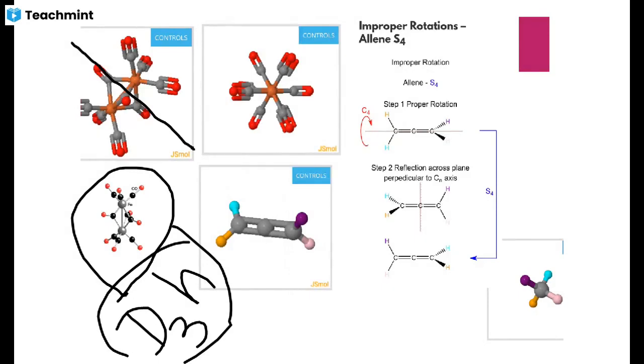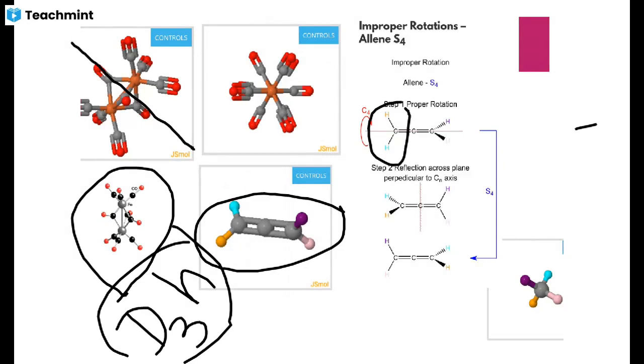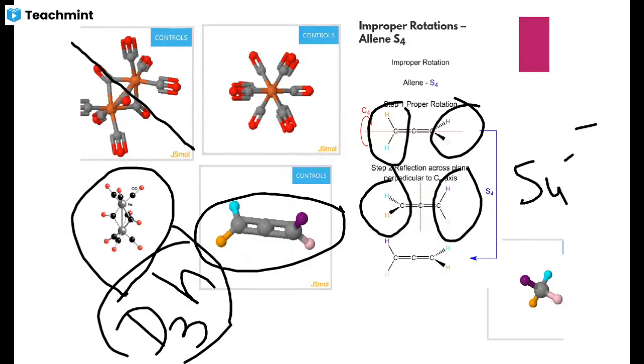One of the examples is allene. These are present in many of the questions, and you should know them because they are a bit tricky. The 3D structure is like this, and if you write a planar structure like that, C4 rotation means you rotate by 90 degrees. The planar hydrogens go to the front and back, and the front and back hydrogens go into the plane. S4 is simple. By definition, S4 means you first do the symmetry operation C4 and then a mirror plane perpendicular to it. Here the axis is C4 and you put the mirror plane perpendicular to it, so that you again get the same molecular structure.